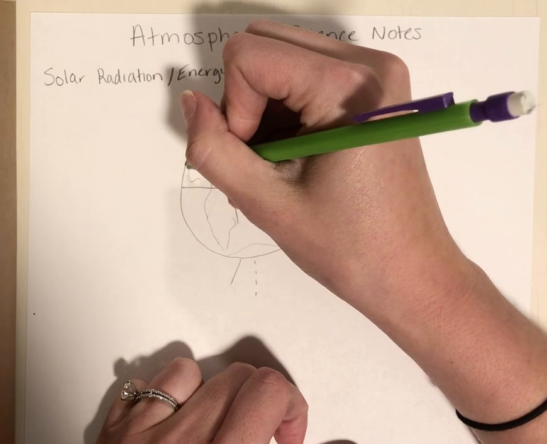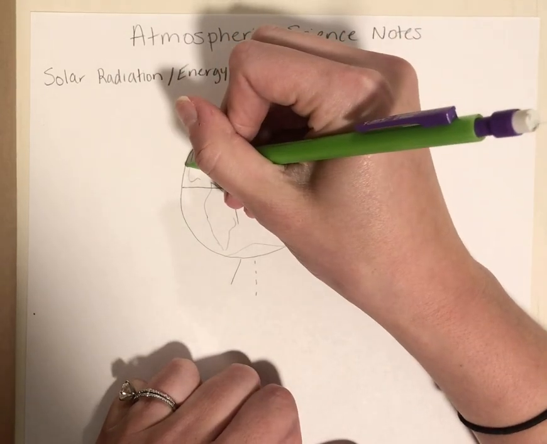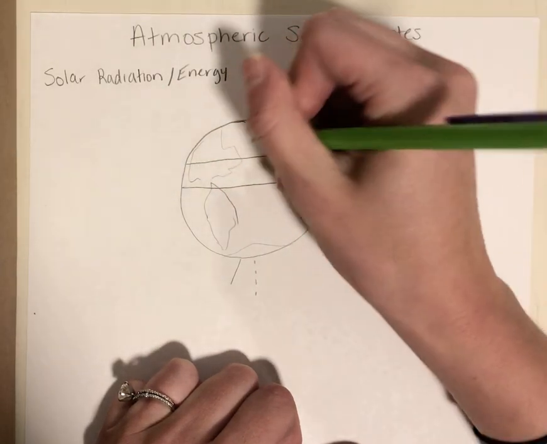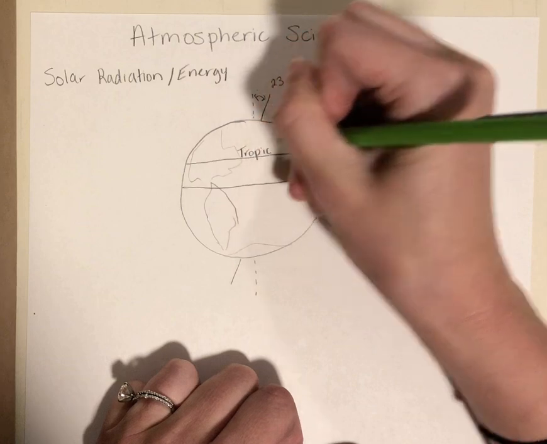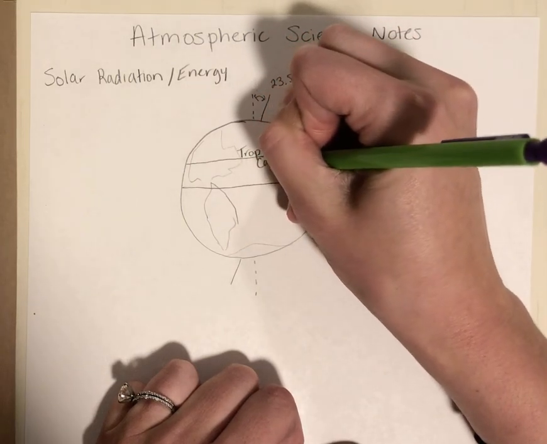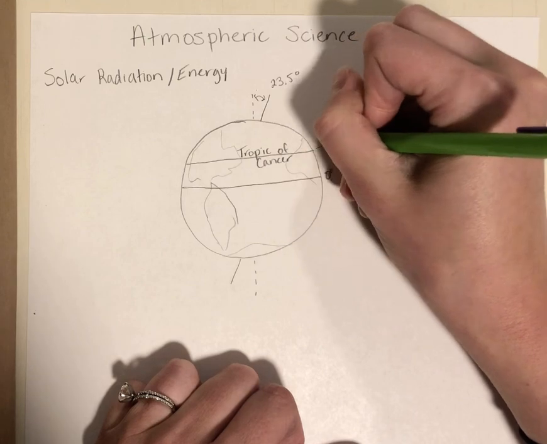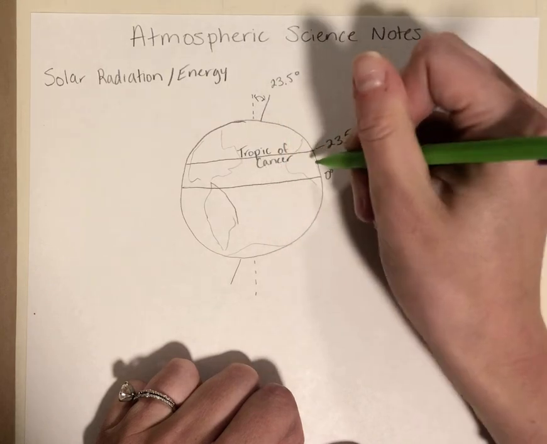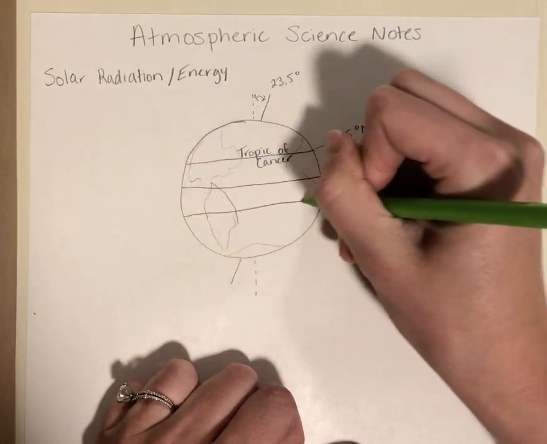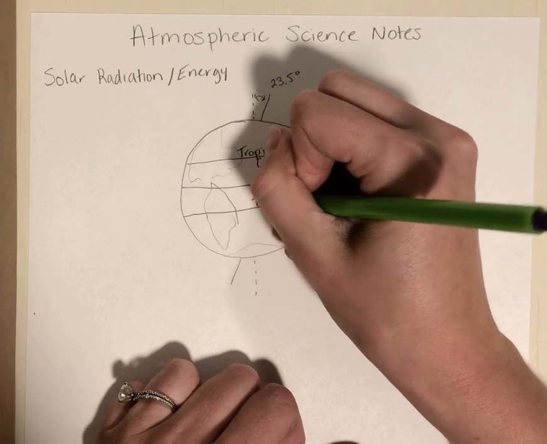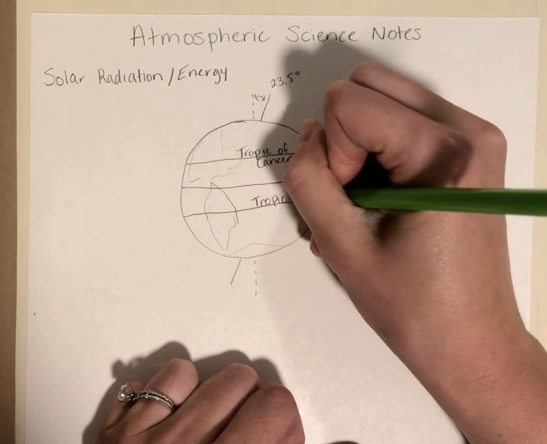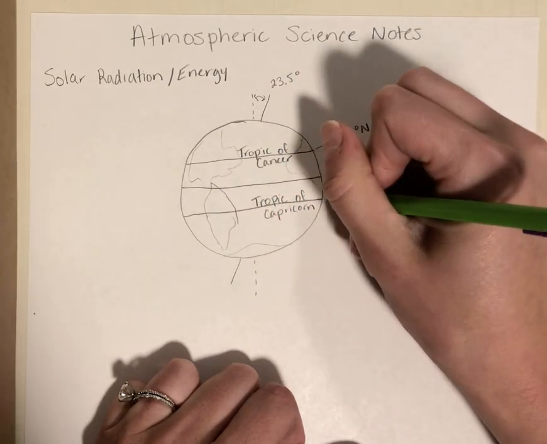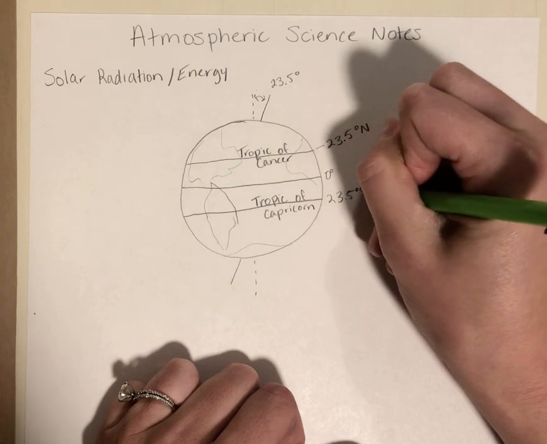Above the equator at 23.5 degrees north is what we call the Tropic of Cancer. We said that that is 23.5 degrees north. And then 23.5 degrees below is what we call the Tropic of Capricorn. So it's 23.5 degrees south.